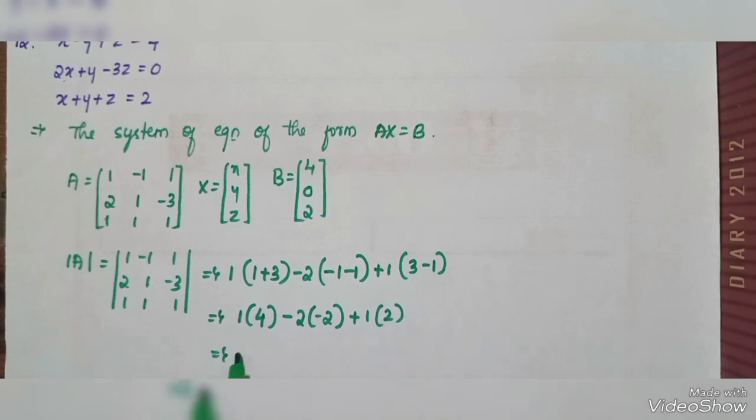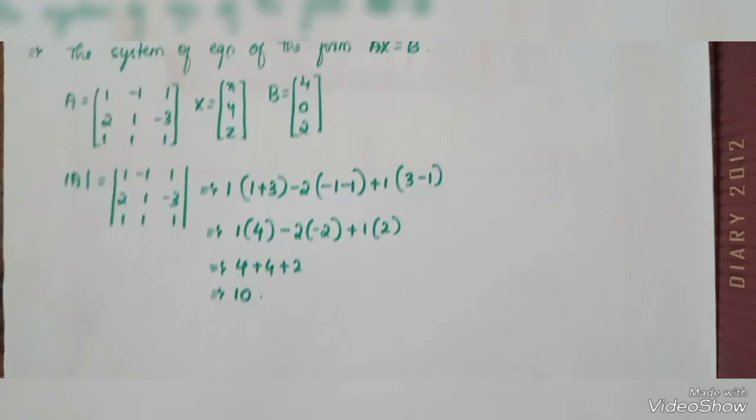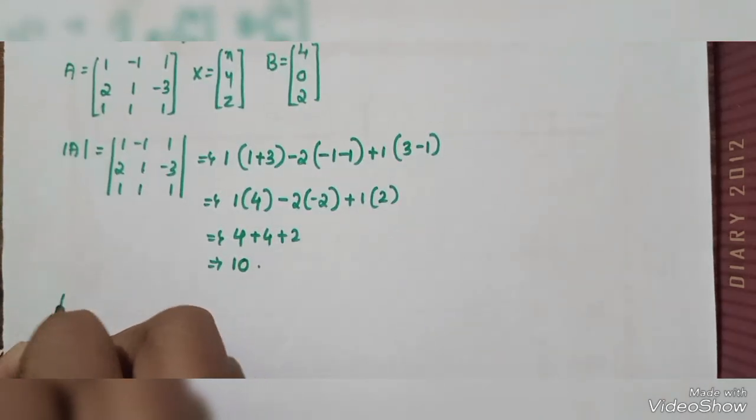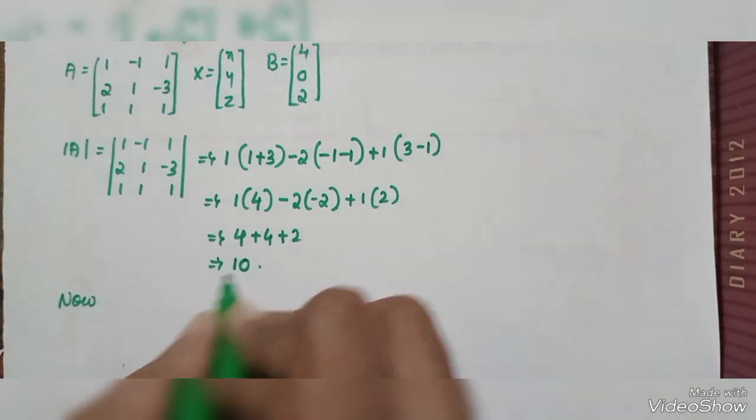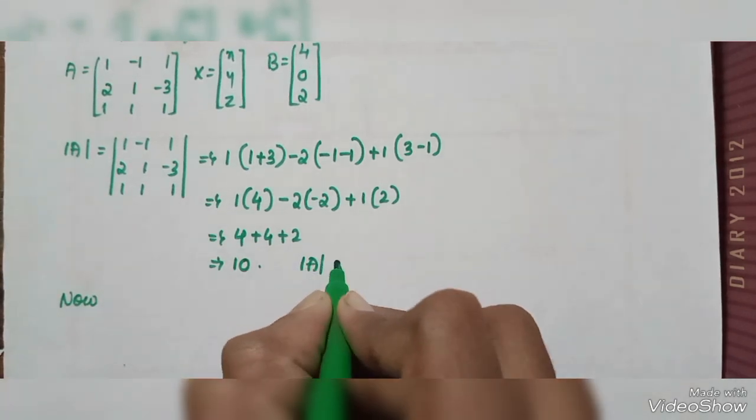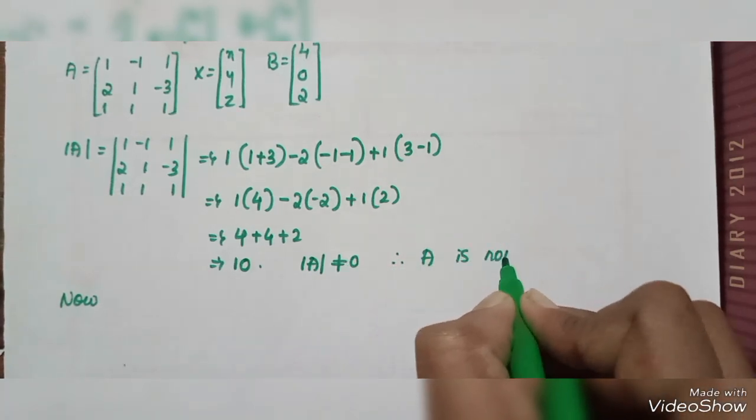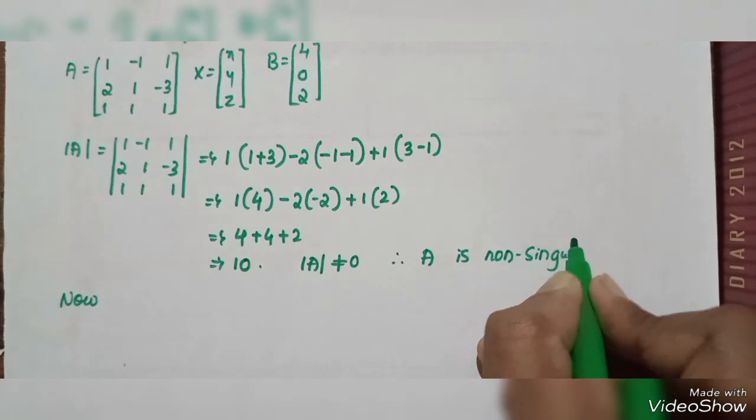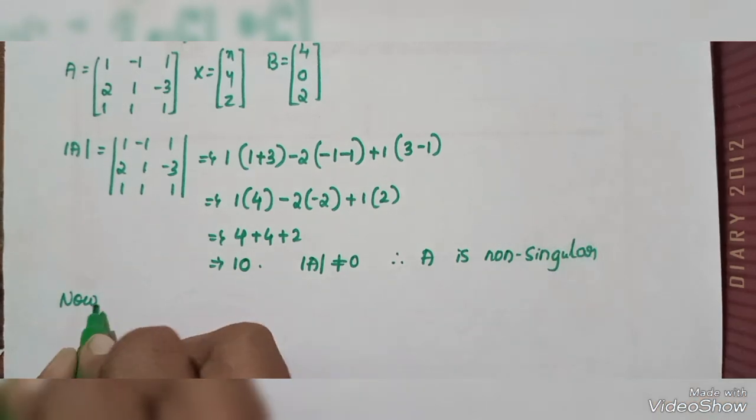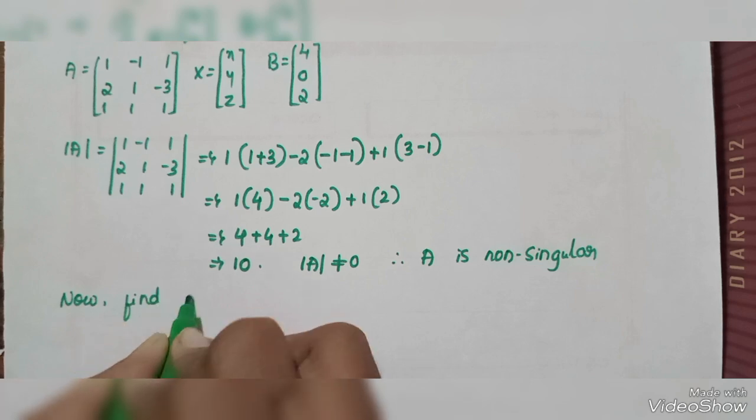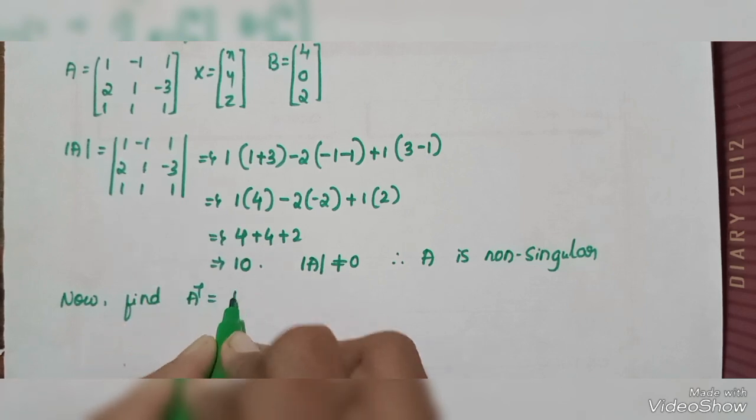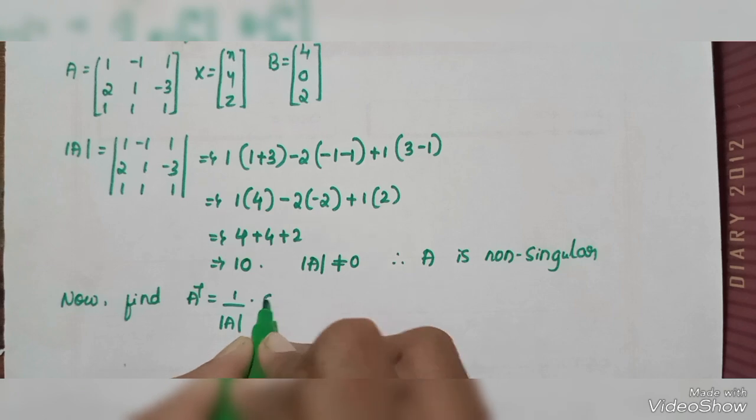Okay, 1 into 1 plus 3, it becomes 4. Minus 2 into minus 2, plus 1 into 3 minus 1, it is 2. Okay, 1 into 4, minus 2 into minus 2 plus 4, 1 into 2, it becomes 2. 4 plus 4, 2, that is 10. Determinant of A is 10. Then now determinant of A not equals to 0, therefore A is non-singular. Okay, A is non-singular.